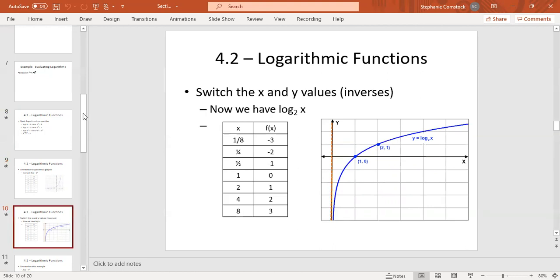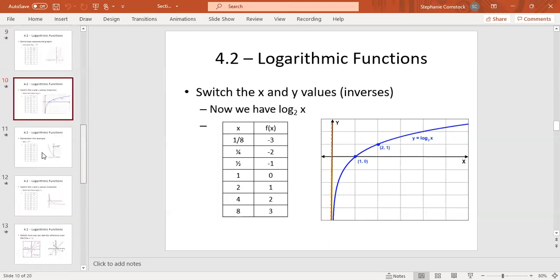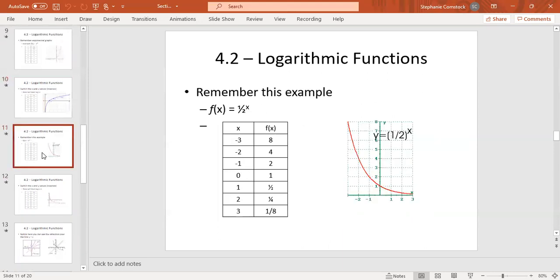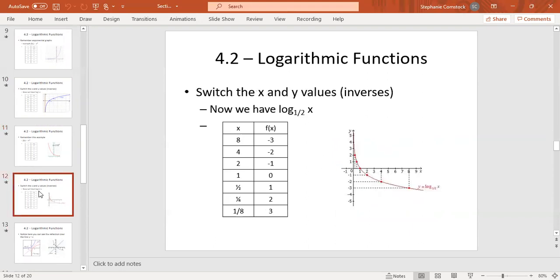Now, taking a look also at our 1/2 one, and again playing switches on those x's and f of x's, we get this, and here is that log base 1/2 graph. Again, we see a similar shape, the same kind of curvature that we saw there. And again, we're seeing that vertical asymptote.